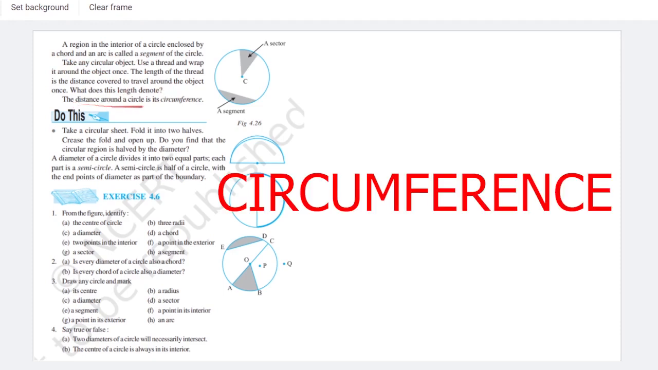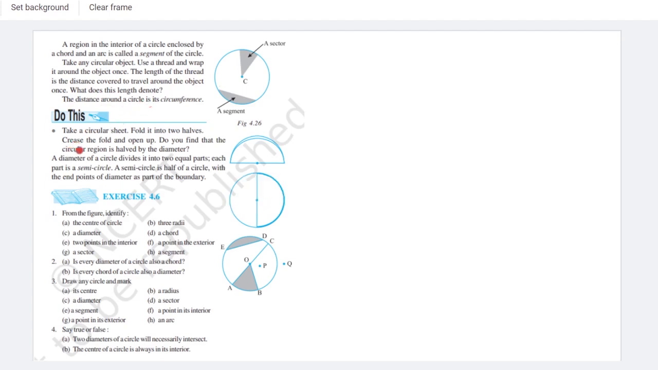Okay, what is circumference? Circumference is the full length of the circle. If you take a thread and just paste it above the circle, that is called the circumference. So circumference means the distance around the circle.